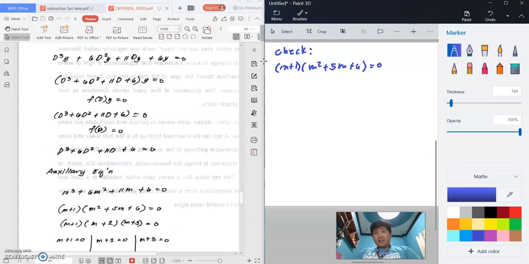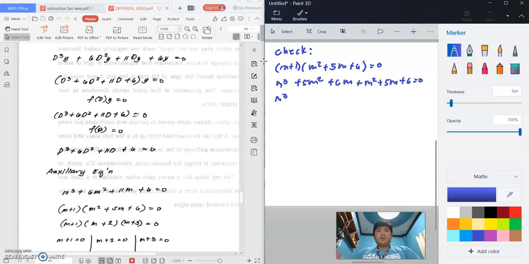So, checking lang ta. So m plus 1 times m squared plus 5m plus 6, di ba? M cubed, 5m squared, 6m, plus 1 times m squared, that is m squared, 1 times 5m, that is 5m, 1 times 6, that is 6, equals 0. This is just checking.